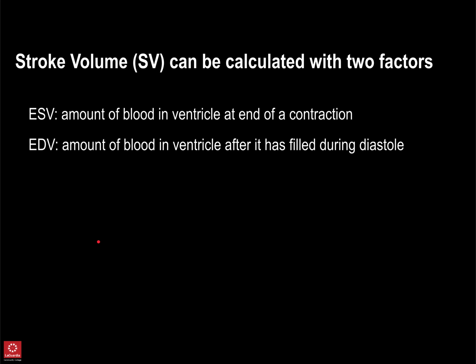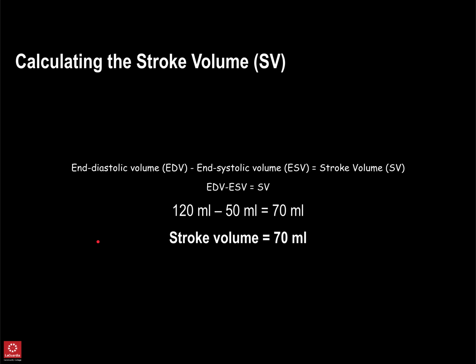The ESV, or the end systolic volume, is the amount of blood in a ventricle at the end of a contraction, and the EDV, the end diastolic volume, is the amount of blood in the ventricle after it is filled during a diastole. So you take the end diastolic volume and you subtract the end systolic volume, and that gives you the stroke volume. So the EDV minus the ESV equals the SV. So 120 milliliters minus 50 milliliters equals 70 milliliters.